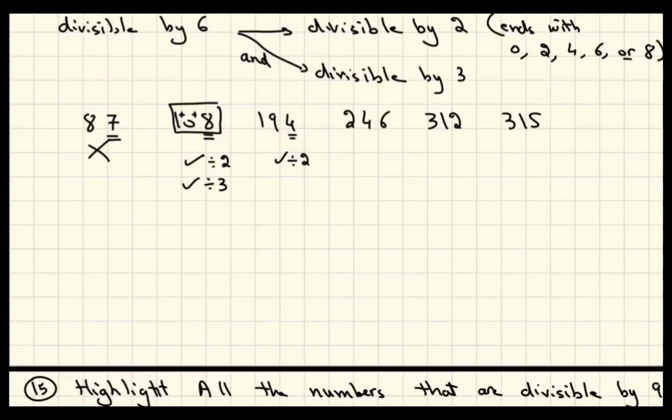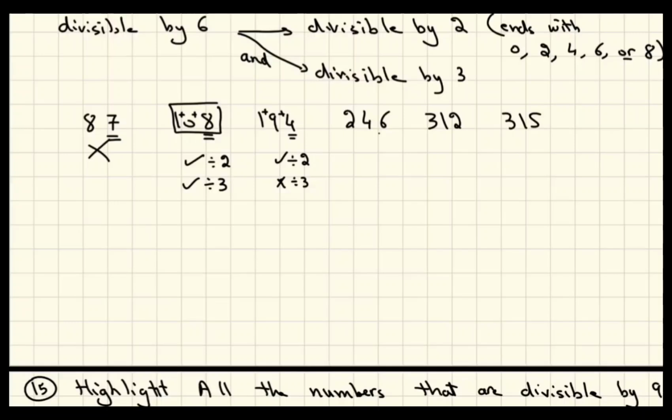Now this number has a 4 at the end, so yes, it's divisible by 2. Let's check if it's divisible by 3. 1 plus 9 is 10, plus 4, 14. Is 14 divisible by 3? No. So it's not divisible by 3. It means this number is not divisible by 6. So if both of them are not correct at the same time, the number is not divisible by 6.